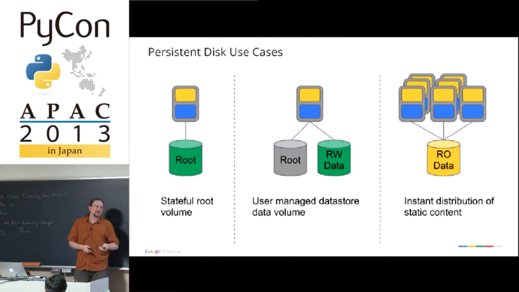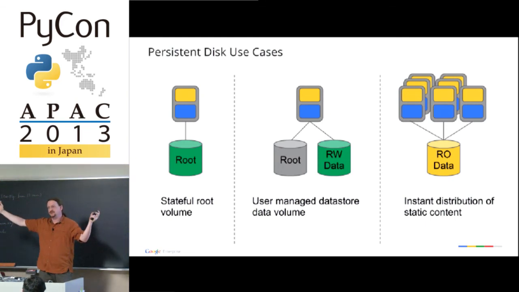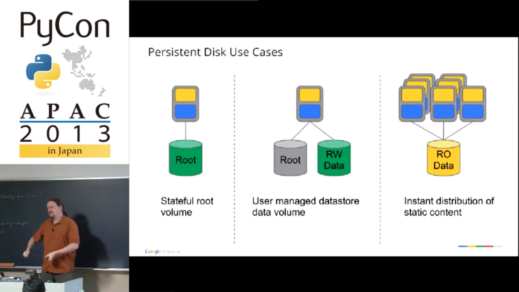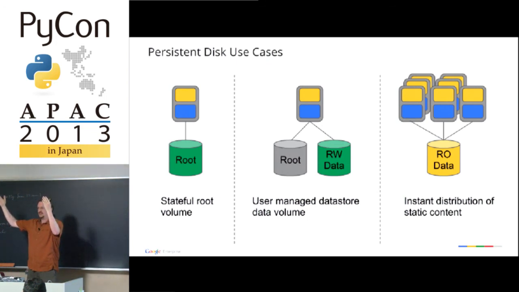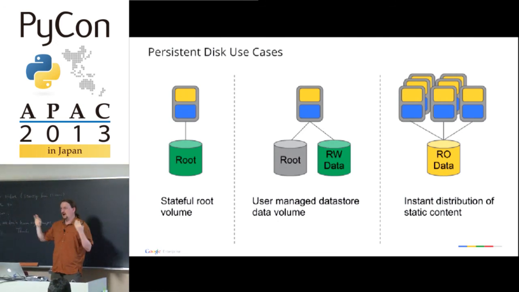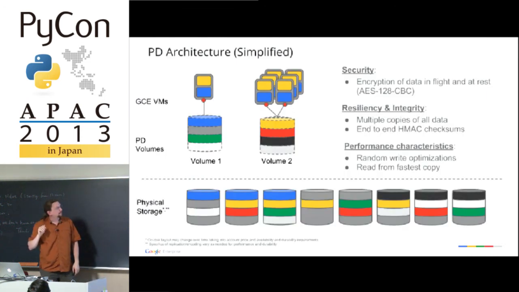And on the far right here, you can attach the same persistent disk to tens or hundreds of instances read-only. So you can attach it read-write, prepare a bunch of data, detach it, and then attach it to 100 instances. And they all have read access to that information with just a metadata transaction. So there's no copying going on. You can just make the API call, and when it returns, they all have access to that data. So that's very powerful.